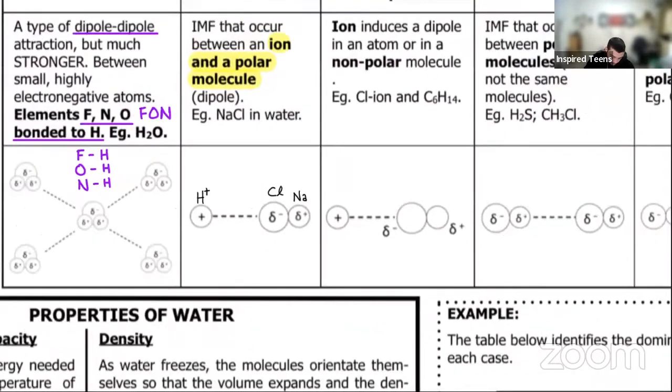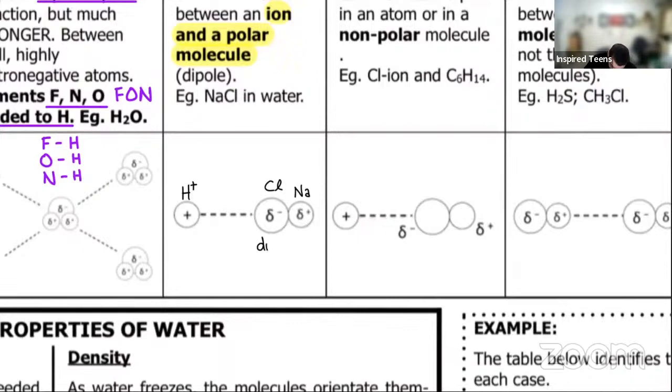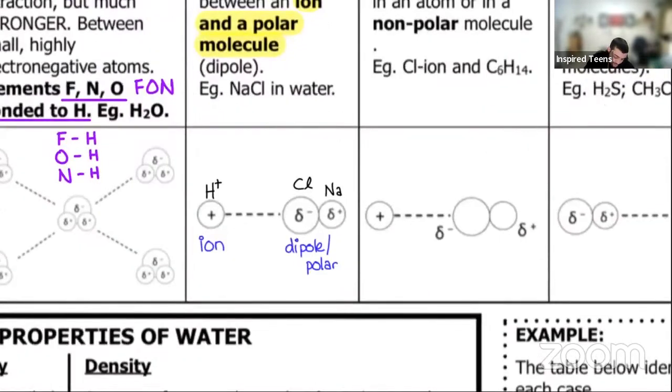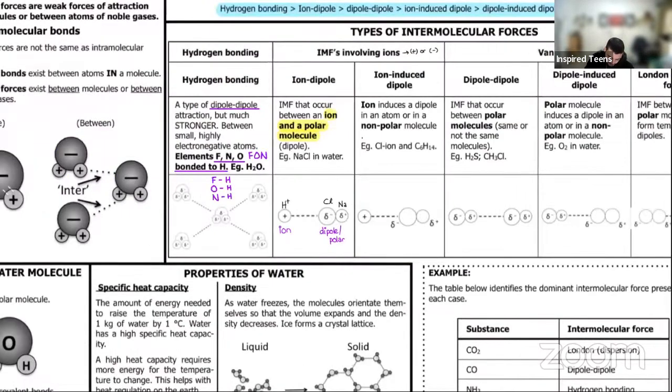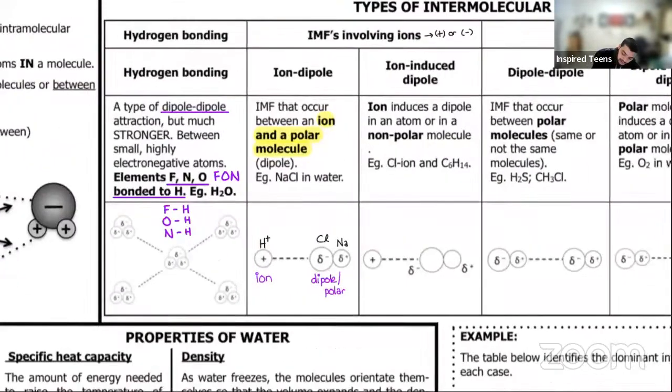Okay, so this is an example. This is our dipole, or polar molecule, and this is our ion. You can also tell that it's a dipole or polar according to its electronegativity difference. Okay, so that's one done out of the park, right? Not so bad. Let's look at the next one.